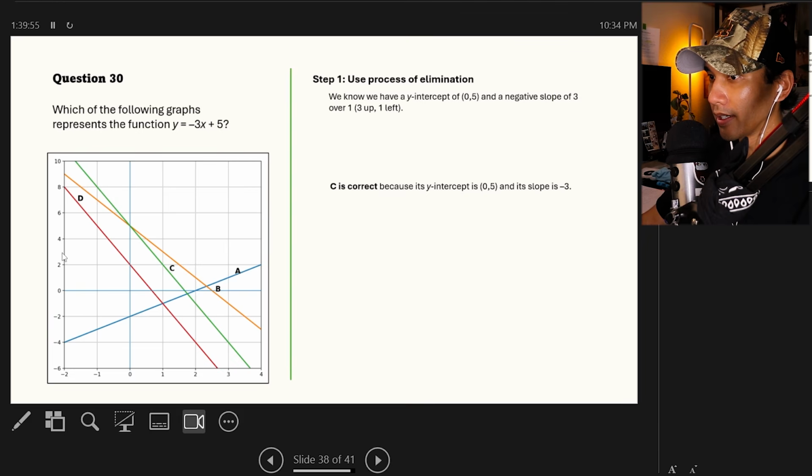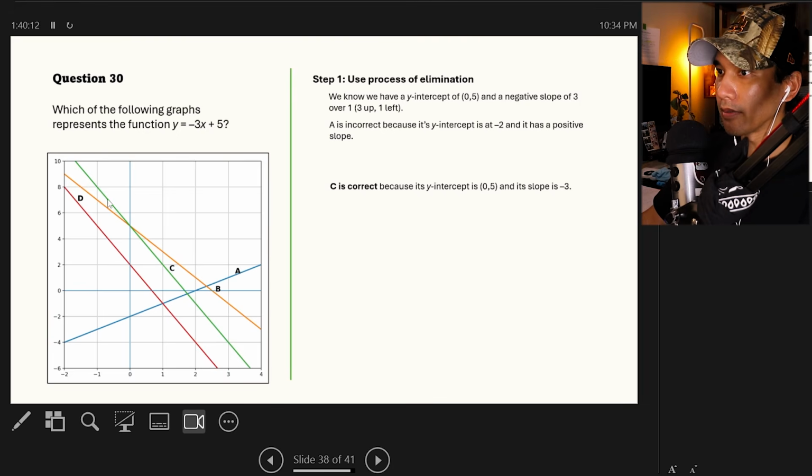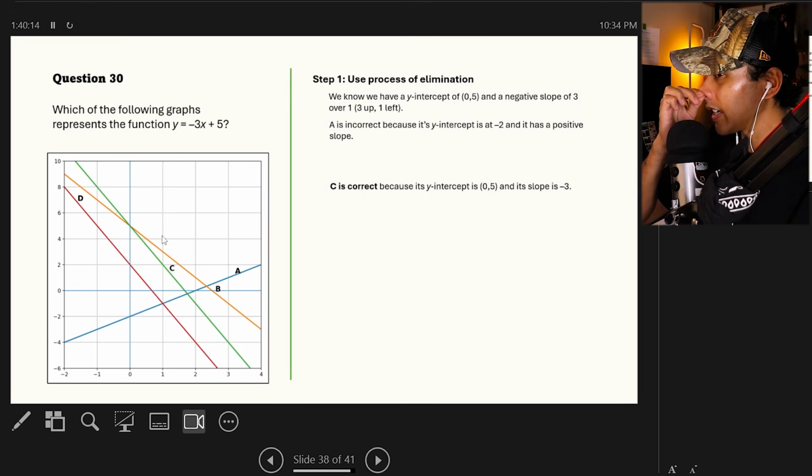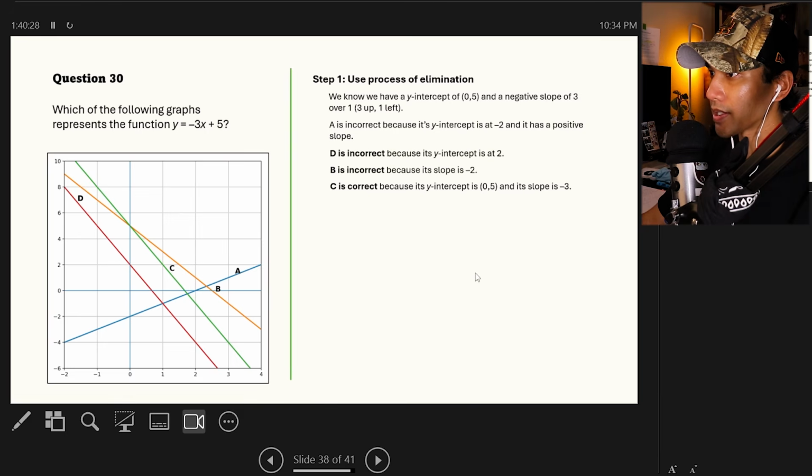If you were paying attention to the grid, you would know that in between is a full 1. So here's a 1, that's a 2, that's a 3, and then cross over 1 grid line, that's a 1. So that's 3 over 1, and that's falling down. It's negative, so you go down the slope: 1, 2, 3. But nonetheless, C is correct because the slopes match and the y-intercept matches.